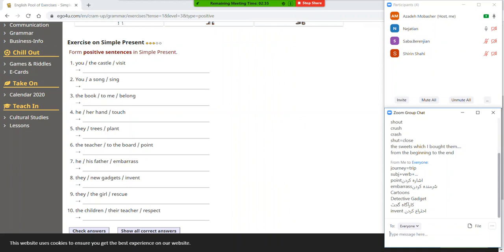They rescue the girl. Yes. Do you know the meaning of rescue in Persian? I don't know. Okay, doesn't matter, dear. Because I know you didn't have this in the book. It means نجات دادن. Rescue is a verb, and it means نجات دادن. Number 10. The children respect their teachers. Yes, very good. Excellent. Thank you very much, Musa.